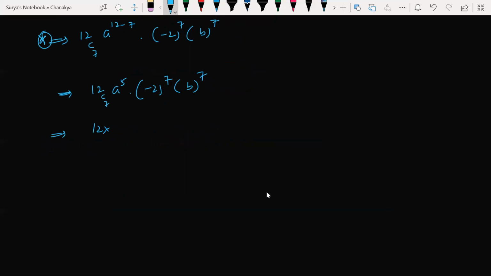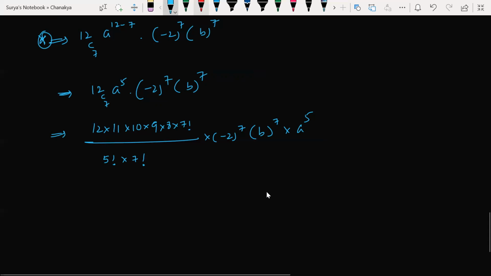12 factorial can be written as 12 into 11 into 10 into 9 into 8 into 7 factorial, divided by 12 minus 7, which is 5 factorial, into 7 factorial, into minus 2 to the power of 7 into B to the power of 7 into A to the power of 5, correct? So look at this, let's cancel now 5 factorial.